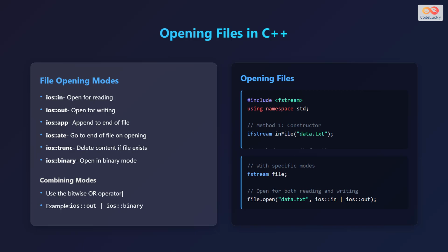These modes can be combined using the bitwise OR operator. For example, ios::out | ios::binary opens a file for writing in binary mode. There are two ways to open files. First, using the constructor, where you directly give the file name. Second is using the open function.